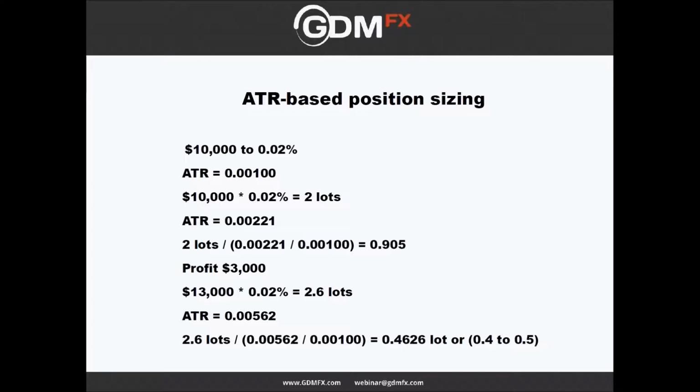Speaking of the ATR-based position sizing, we'll have a few examples here. Follow me on this one, if you please. Your account balance, for example, let's have an example of a $10,000 account, and you decide to set your position size to 0.02% of the account size. You are, let's say, trading the EUR/USD, and consider, just as an example, I'm getting a level of ATR of 0.001 as a normal value.